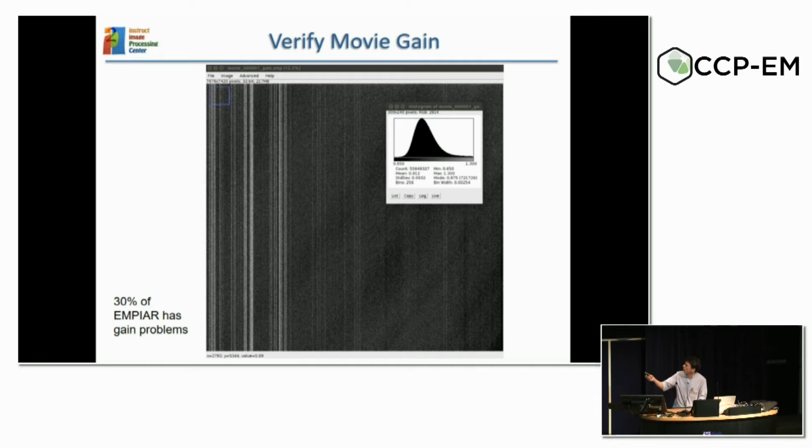There is an algorithm that has just been published that, given a movie, estimates the residual gain. The residual gain should be very centered around 1, with very little standard deviation around it. And it is integrated in Scipion. You can put it in the acquisition workflow and verify for it.